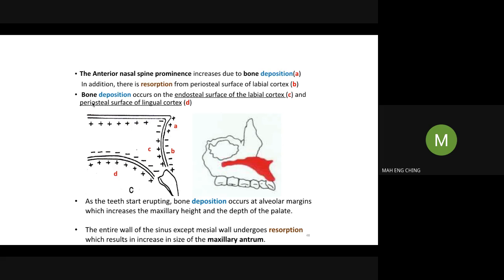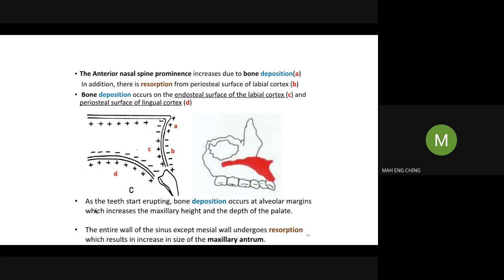So bone deposition occurs on the endosteal surface of the labial cortex, which is C. Then the periosteal surface of the lingual cortex, which is D. So when there's a plus, there must be a minus. So they maintain the same thickness of the bone, and the bone can still change in shape. That's how it happens. Some minus, some plus. But if you have one plus, then the opposite side must be a minus, so we can maintain the same thickness of the bone.